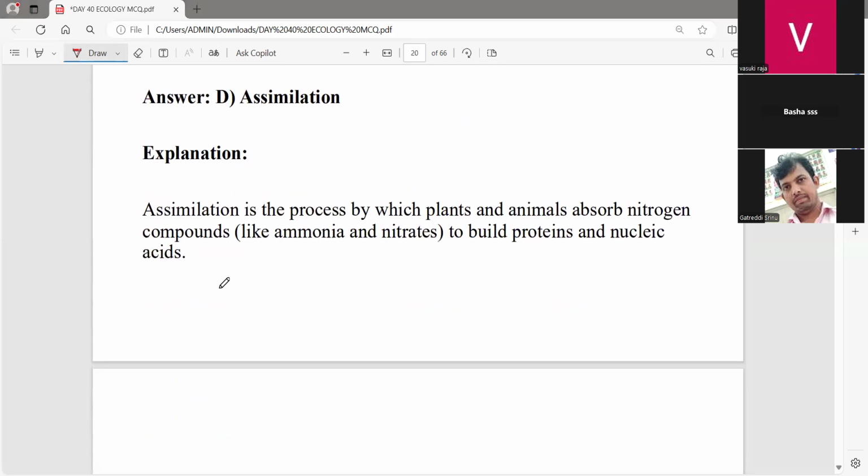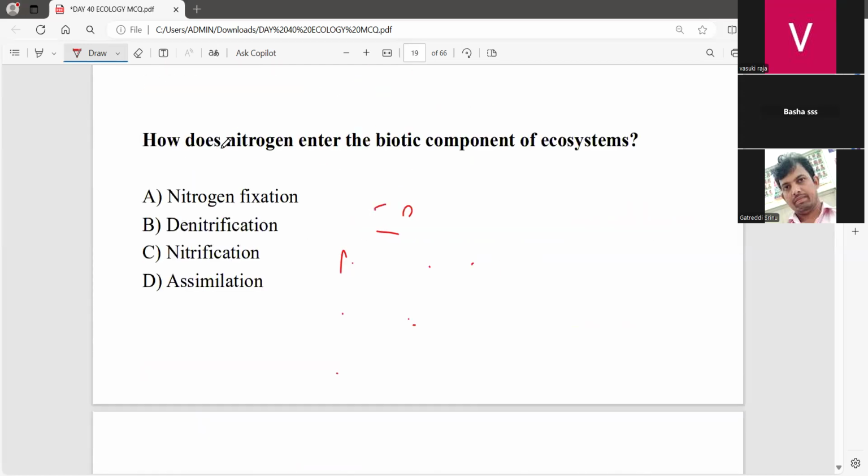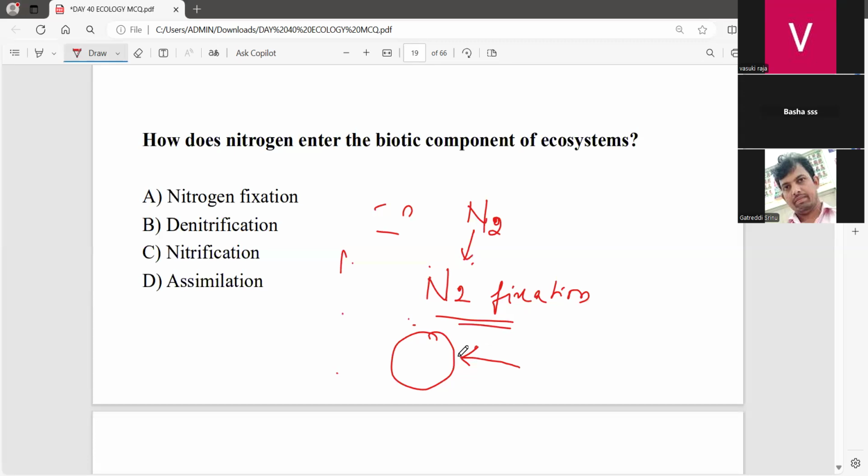See here, what they are saying is assimilation is a process by which the plants and animals absorb the nitrogen components to build the proteins and the nucleic acid. Here the question will be, initially it was in the atmosphere. Definitely through the nitrogen fixation, it has to be fixed in the plants. Now it is not entering into the circulation. Now it has been fixed into the plants. That's all. Now the animals which are feeding on these particular plants, it is getting into the other body, and only then does it enter the biotic component of the ecosystem.